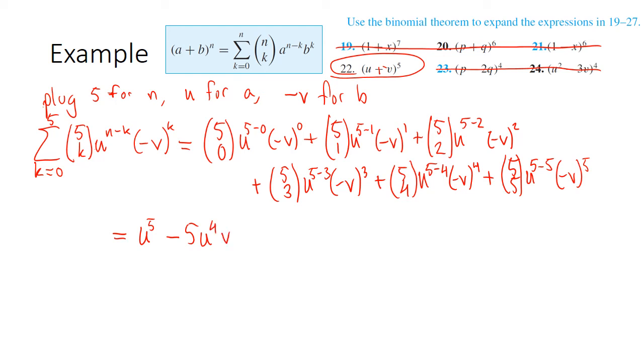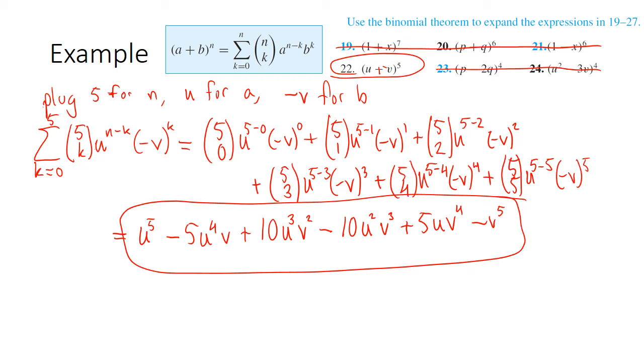Okay, and then the next one we're doing negative v squared, so that's going to go back to being positive. So this will be 10u to the third v squared. And then the next one we have negative v to the third, so that'll be negative again. So this will be 5 choose 3 is 10 again, and then u squared v cubed. And then the next one will be positive 5uv to the fourth, and then the last one will be negative v to the fifth.